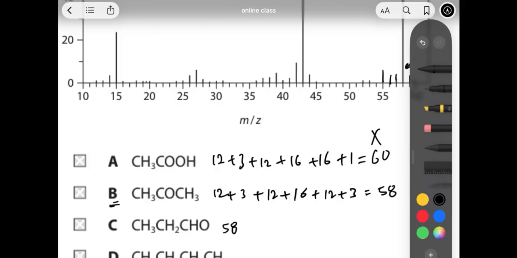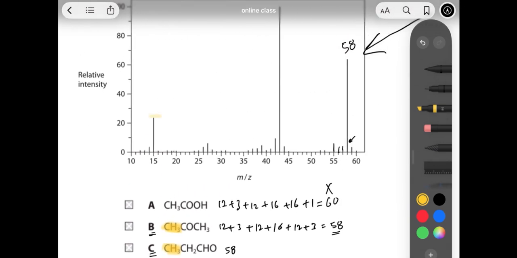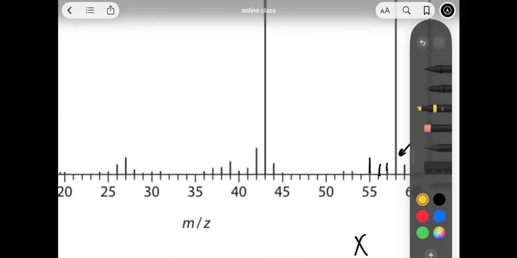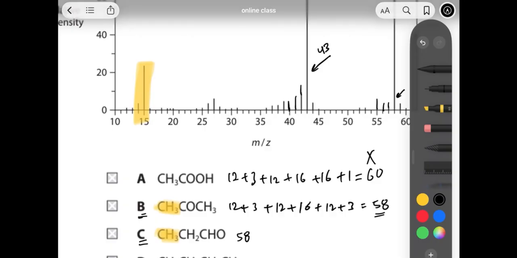So how can I distinguish between B and C since they have the same molecular mass? We could have a possible fragment at CH3 and CH3, so we possibly have a peak at 15. And another peak appears at, oh, look here, this is 40, 41, 42, this is 43. So we have a peak at 43. But if we have a fragment for C, we possibly have another peak at 29, and there is no peak at 29 in here.